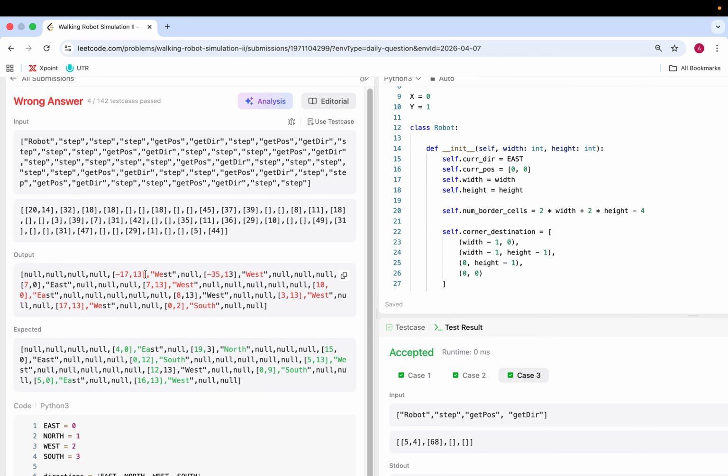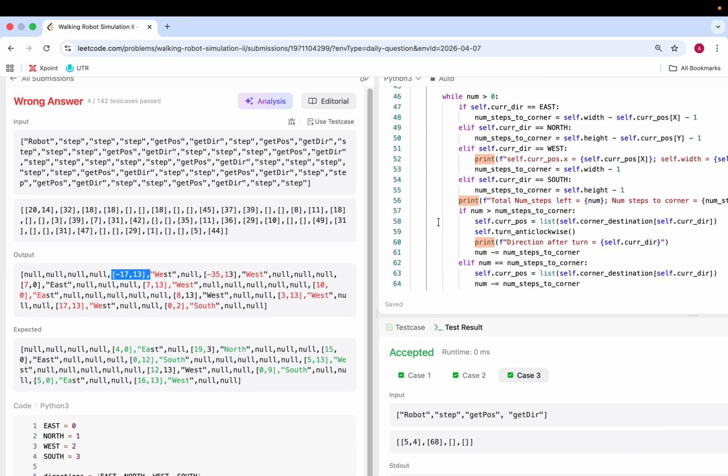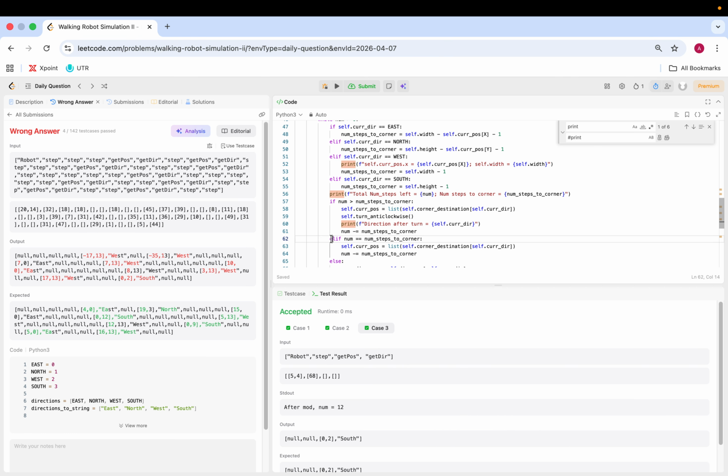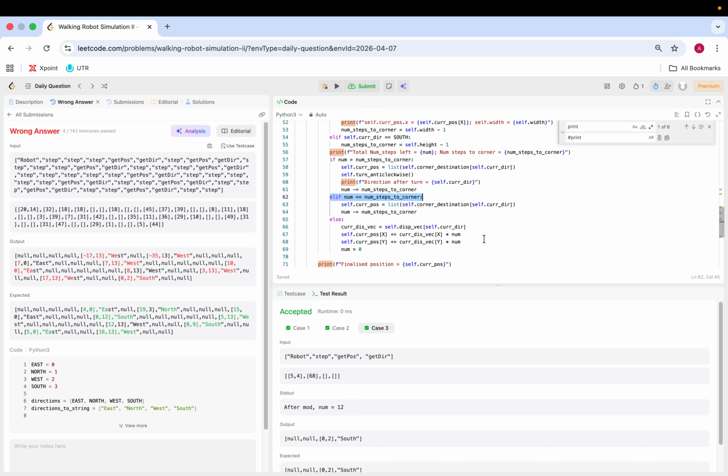Why did I get -17, 13? That's so random. Why did I go negative? I thought I had managed to do it such that it couldn't go negative. I thought doing this whole num steps to corner thing would stop me from spilling over the page. About to hit corner.